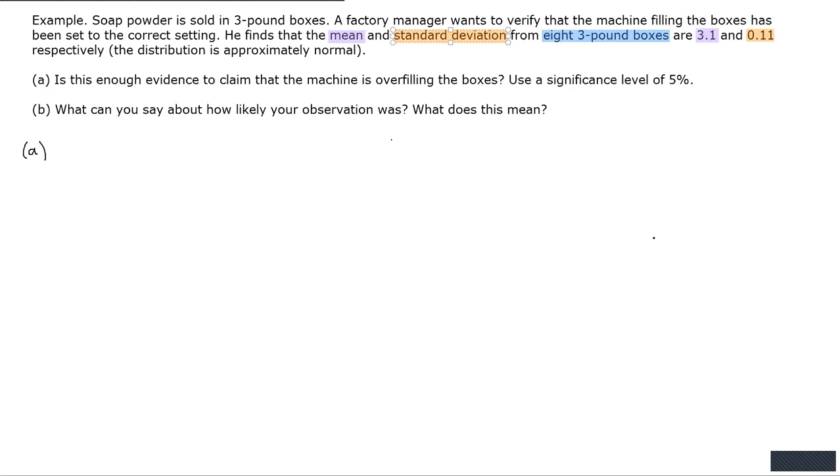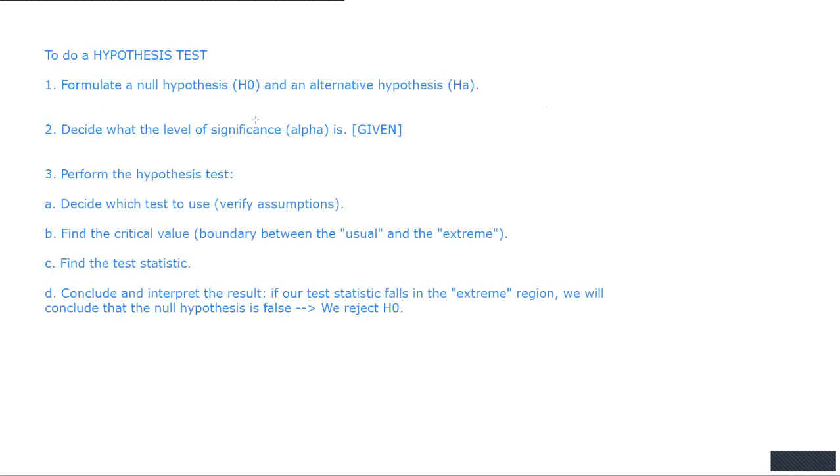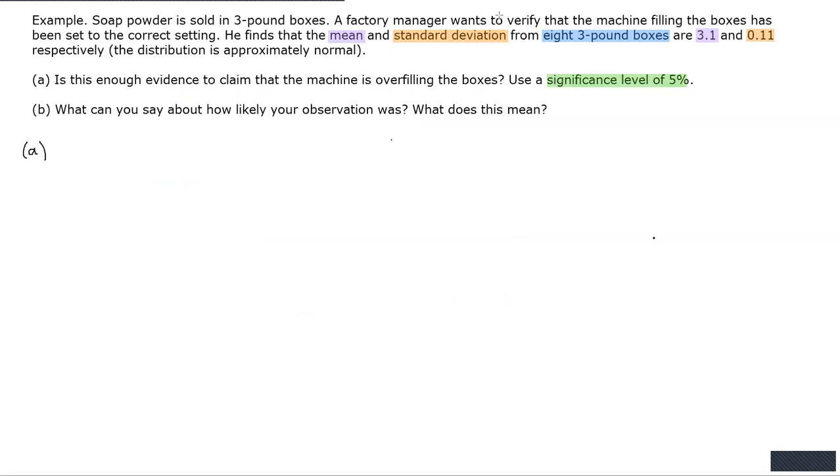And finally, you are given that we're going to have to use a significance level of 5%. So this is what I meant before by the significance level is always going to be given. Here's what I had, right? I said, decide what the level of significance is, and this is what I mean. This value is usually given in the problem that you're doing.